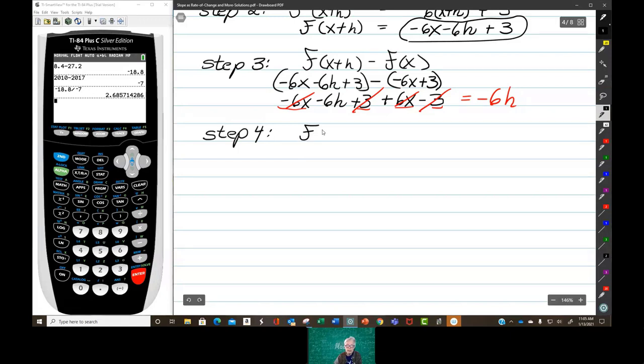The difference quotient is f of x plus h minus f of x over h. I know what the top, the numerator, f of x plus h minus f of x, I just calculated, is negative 6h. When I put it over h, the h's cancel out, leaving me with negative 6, which is the slope of the line, which is what you'd expect for a straight line.